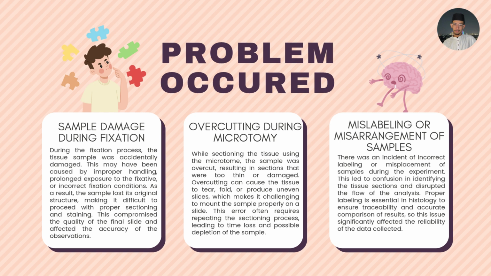Third, mislabeling or misarrangement of samples. There was an incident of incorrect labeling or misplacement of samples during the experiment. This led to confusion in identifying the tissue sections and disrupted the flow of the analysis. Proper labeling is essential in histology to ensure traceability and accurate comparison of results. So this issue significantly affected the reliability of the data collected.